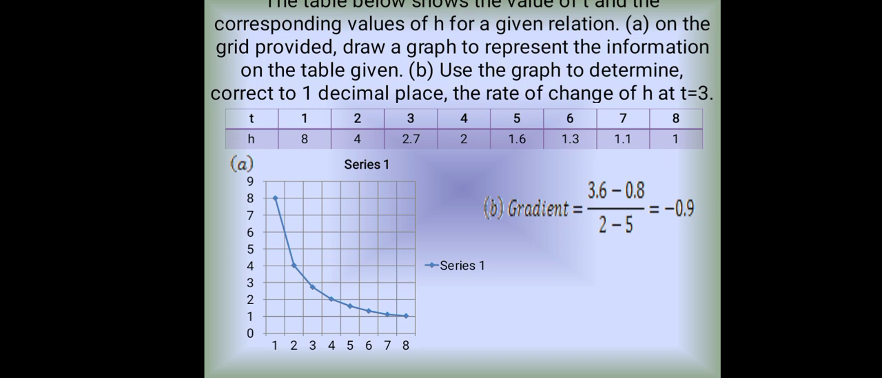The table below shows the values of T and the corresponding values of H for a given relation. On the grid provided, draw a graph to represent the information on the given table. Use the graph to determine, correct to 1 decimal place, the rate of change of H at T equals 3.